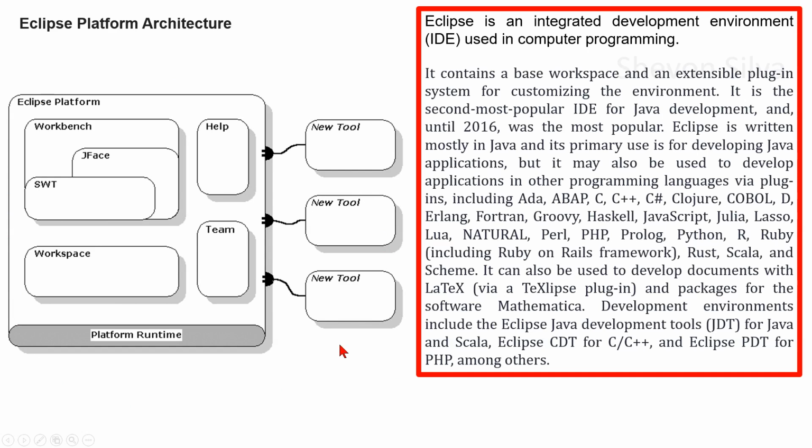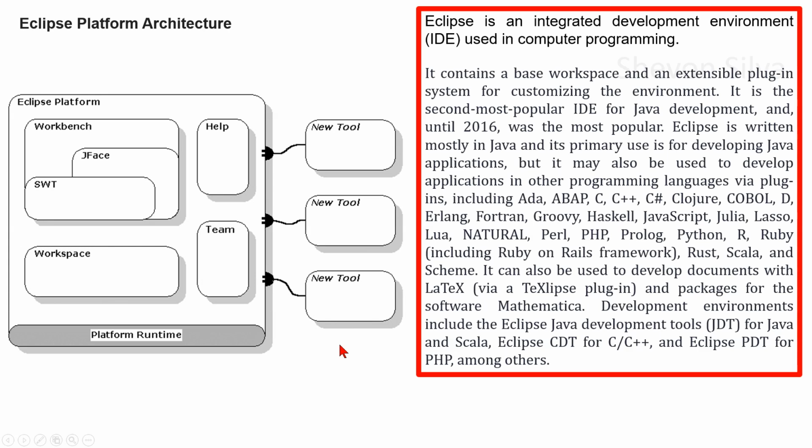Eclipse is an integrated development environment (IDE) used in computer programming. It contains a base workspace and an extensible plugin system for customizing the environment. It is the second most popular IDE for Java development and until 2016 was the most popular.